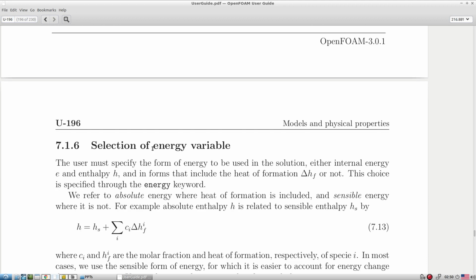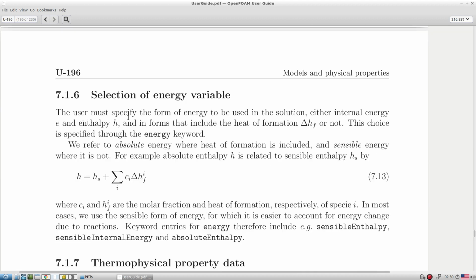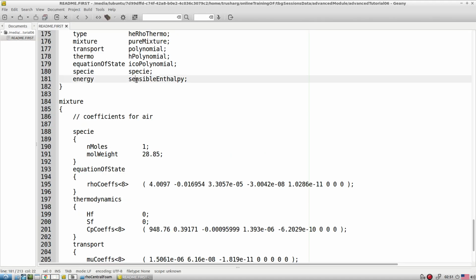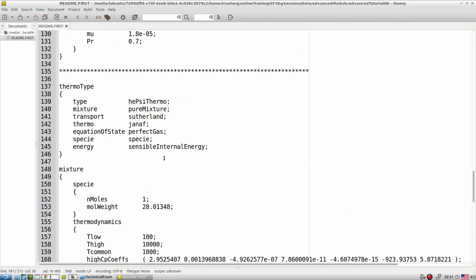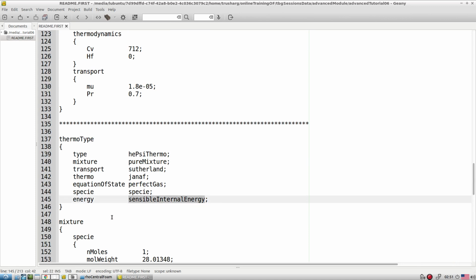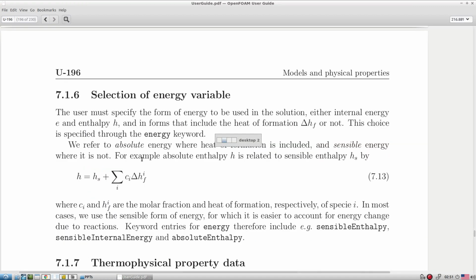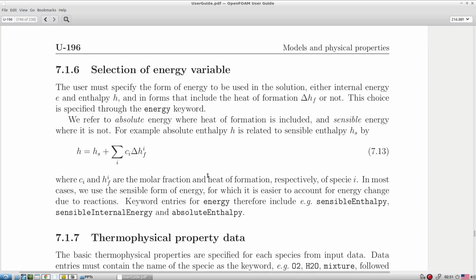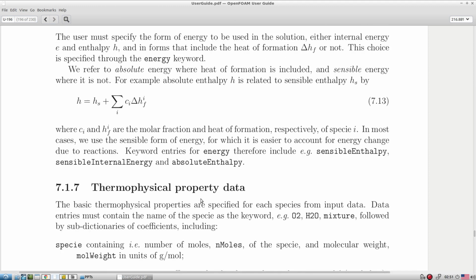Then selection of energy variables. The user must specify the form of energy to be used in the solution, either internal energy E or enthalpy H, and in a form that includes the heat of formation delta HF or not. The choice is specified through the energy entry. So either you work with the sensible enthalpy, or you can work with the sensible internal energy. So that is the choice available. Based on that you can tune the parameter: either sensible enthalpy, sensible internal energy, or absolute enthalpy. So these three choices are available with us.